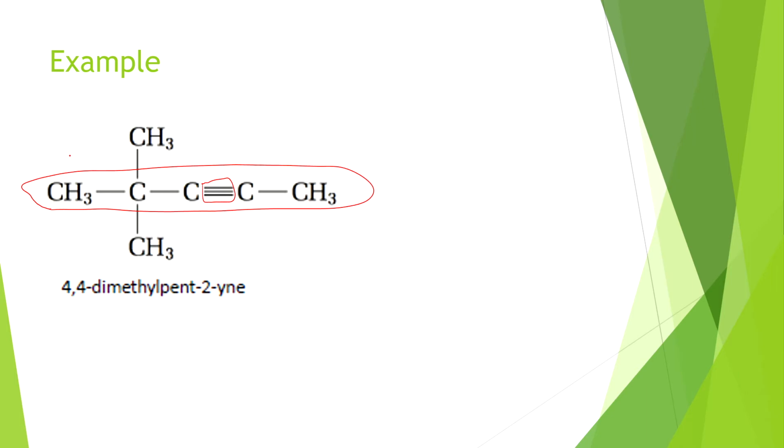For instance, if we number from left to right, we would have 1, 2, 3. The third carbon would be responsible for the triple bond. However, if we number from right to left, it would be 1, 2, and the second carbon would be the carbon with the triple bond. And this reduces the number of the triple bond, so you want to number from right to left. So 1, 2, 3, 4, 5. So the main chain would be pent-2-yne.